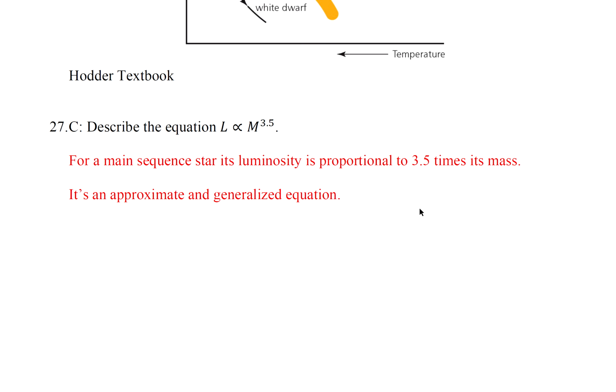Describe the equation L is proportional to M to the 3.5. For a main sequence star, its luminosity is proportional to its mass to the power of 3.5. It's an approximate and generalized equation.